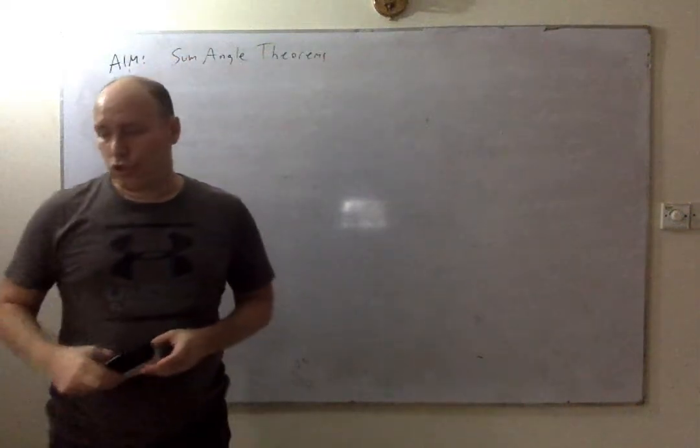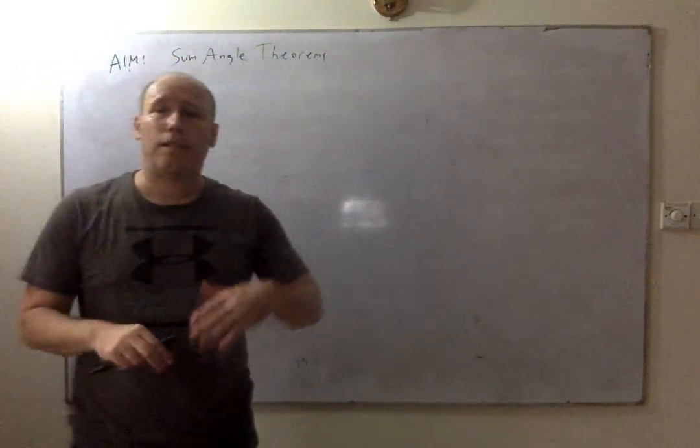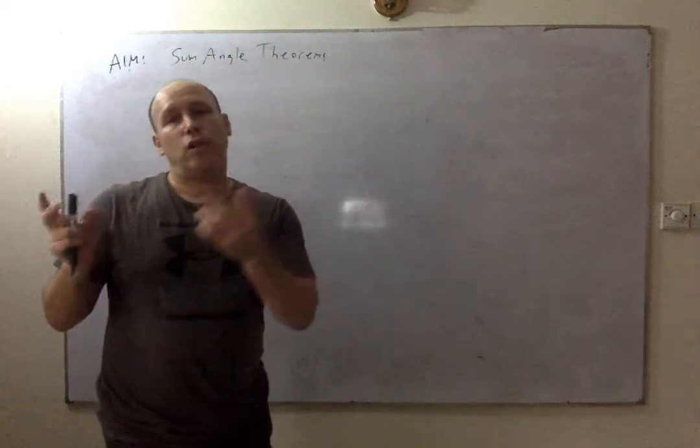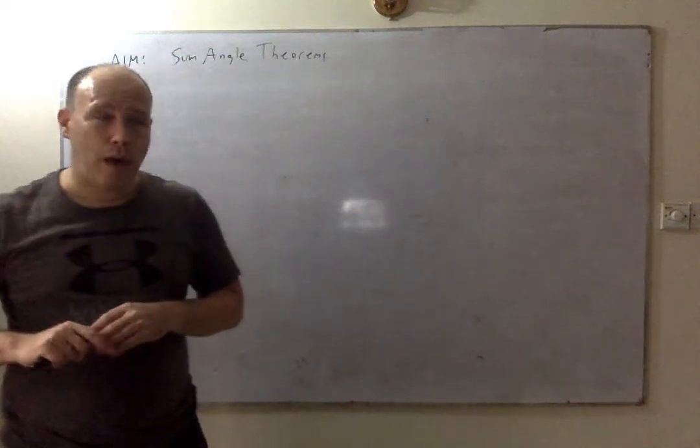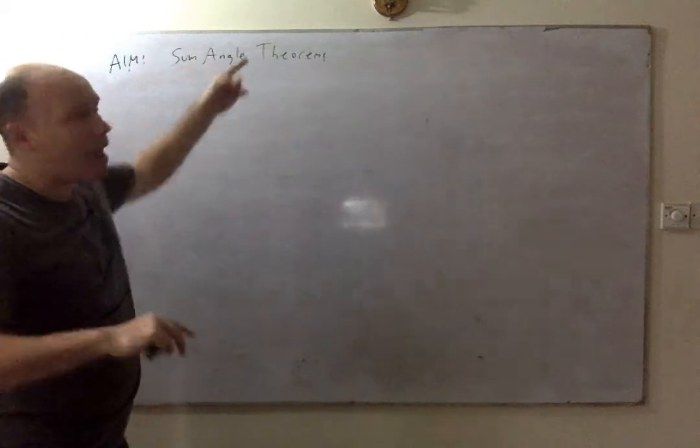Okay, so we're starting chapter 6. We're looking at different polygons. In the last unit, we looked at triangles. This unit, we're going to look at quadrilaterals. Now, the first thing, 6.1, just talks about the sum angle theorems.